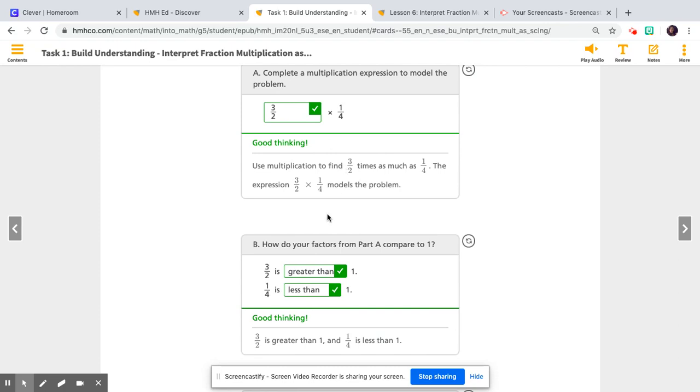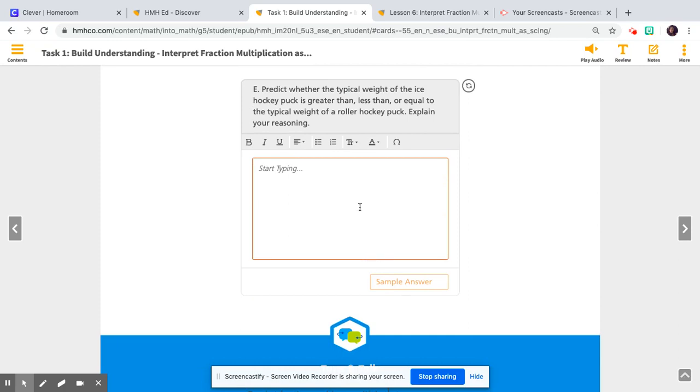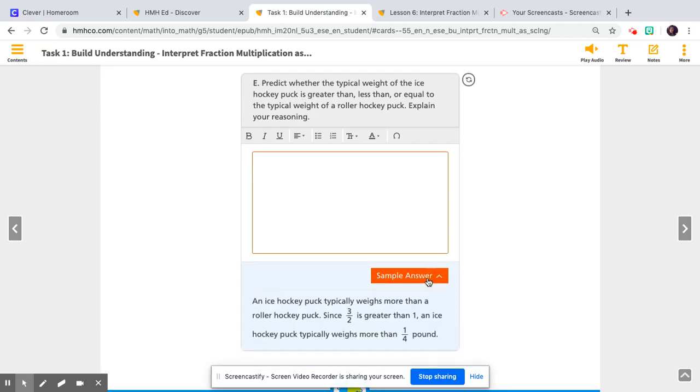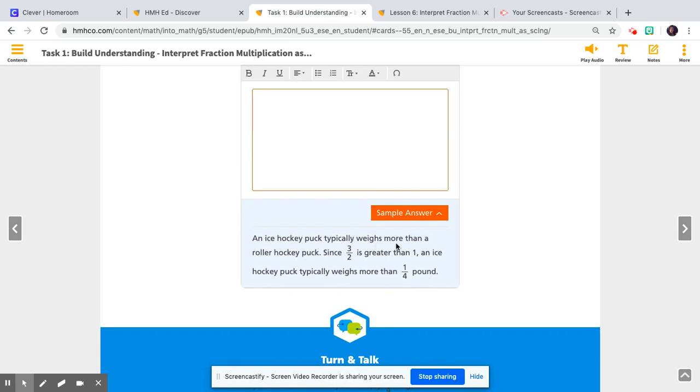What it wants us to do is make a prediction. It doesn't want us to solve, it just wants us to make a prediction based on what we just learned. If I multiply a number by something greater than 1, we said it's going to get a bigger answer. So when I multiply that 1/4 by that 3/2, which is greater than 1, is my answer going to be greater than, less than, or equal to the 1/4? If you said greater than, you're correct. The ice hockey puck typically weighs more than a roller hockey puck. Since the 3/2 is greater than 1, an ice hockey puck typically weighs more than 1/4 pound.